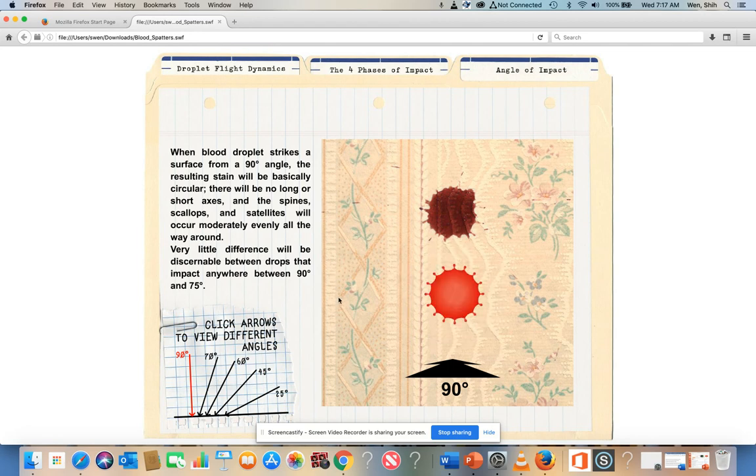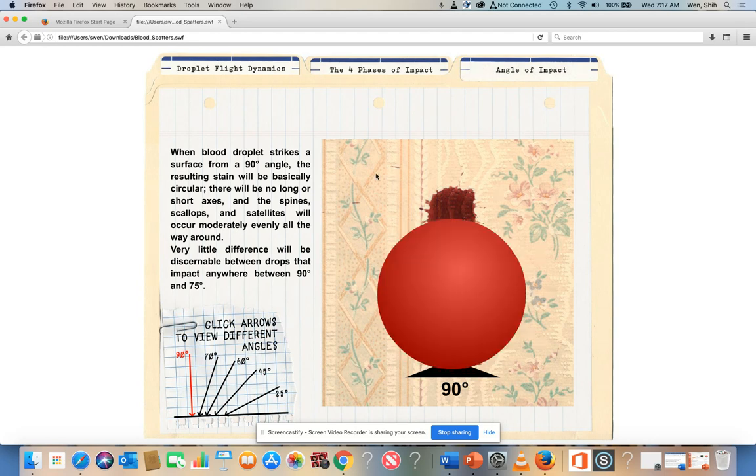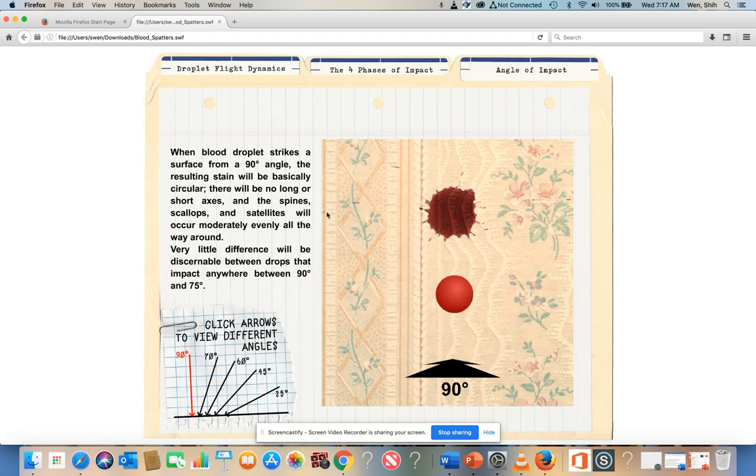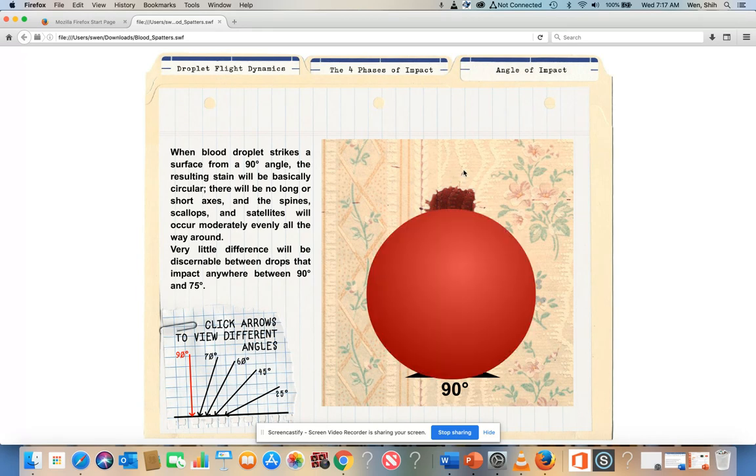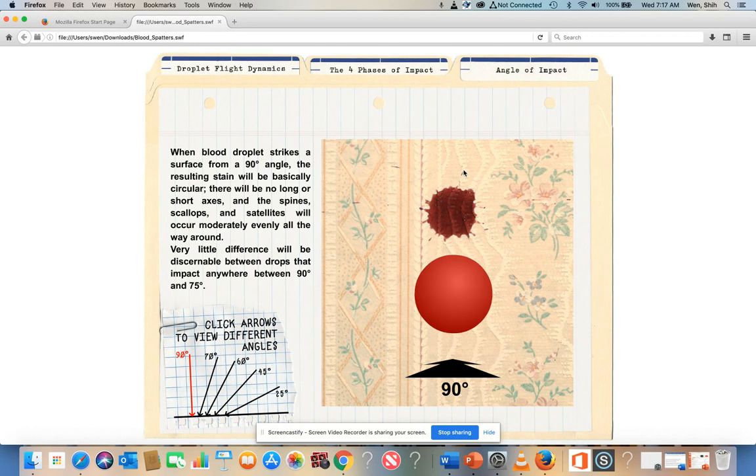Now, depending on the force of the 90-degree angle will depend on whether or not you have something called satellites. So satellites are a mass of blood that separates from the larger mass. So you can see on the very top one that there are satellites that are occurring here, here, here, and then even up here as well. So satellites generally indicate the force of impact on a blood spatter.